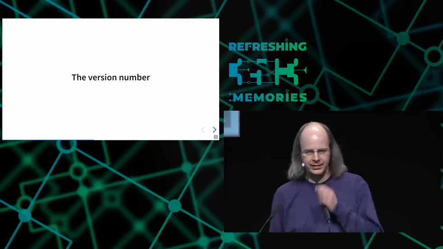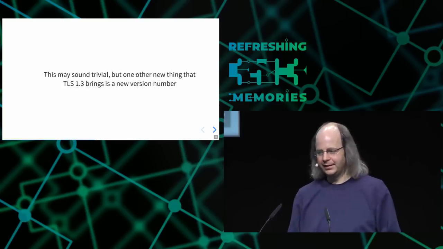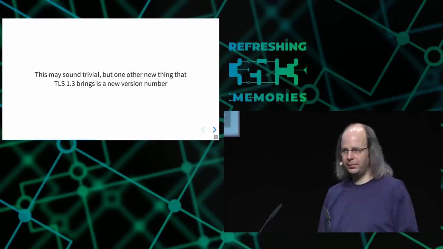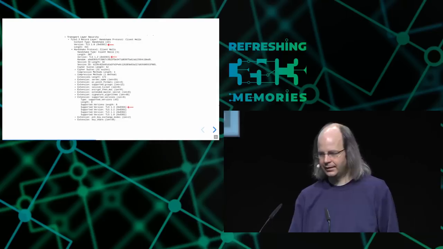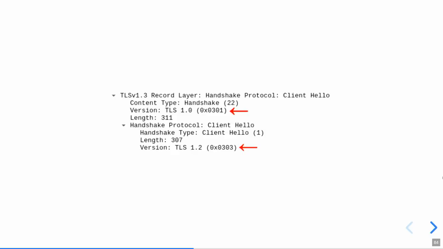And now I want to get back to this version number. This may sound like a trivial thing, but TLS 1.3 has a new version number for the protocol version. Here's a Wireshark dump from a TLS 1.3 handshake. And if you're trying to look for the version number, you will find multiple version numbers. And in case you cannot see it, I have made it a bit larger. So at the top, you see version TLS 1.0, encoded as 0301. Okay, that looks strange. Then a few lines later, you have version TLS 1.2, 0303.